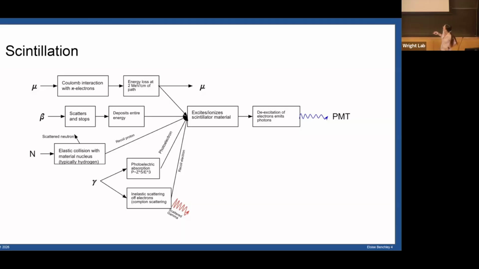Betas scatter within the material, and they are stopped and deposit their entire energy, which means that the energy is quite narrow and precise. Neutrons have an elastic collision with nuclei within the scintillating material, which results in neutron scatter. For hydrogen atoms, the nucleus, which is just a proton, is recoiled, which is a charged particle. So it moves to the next step.